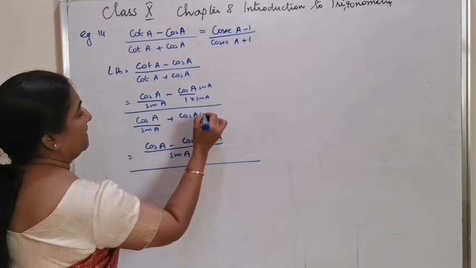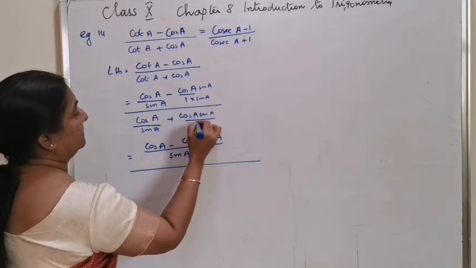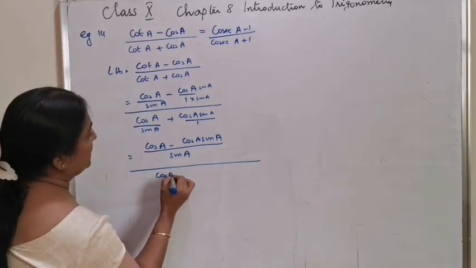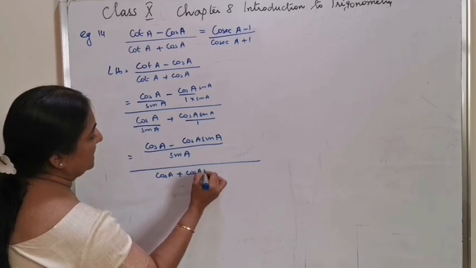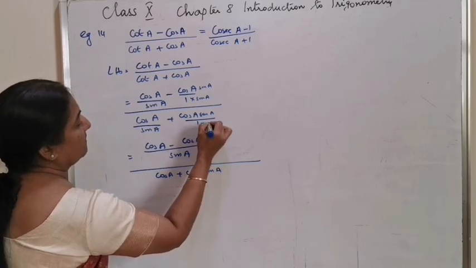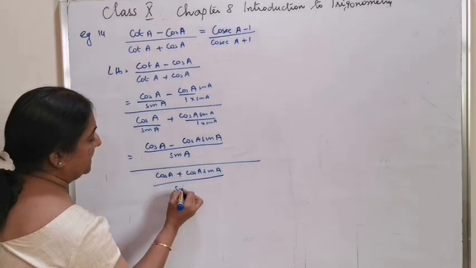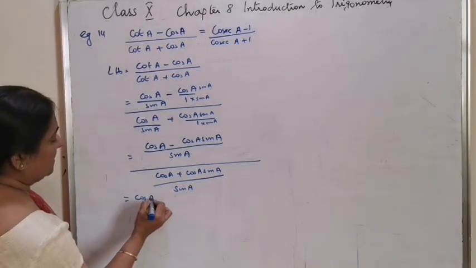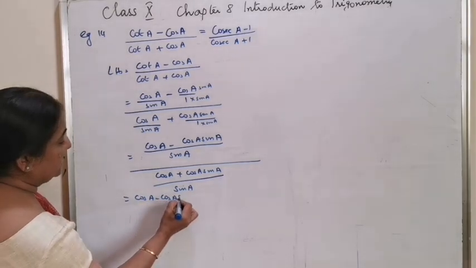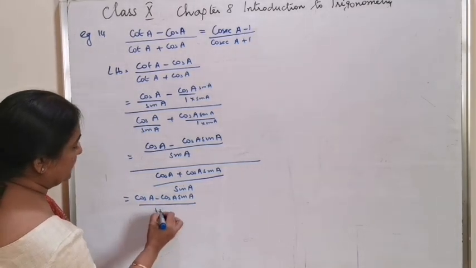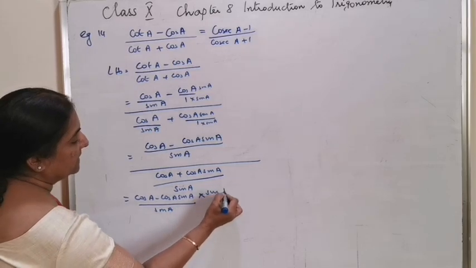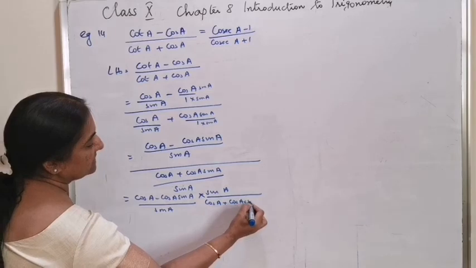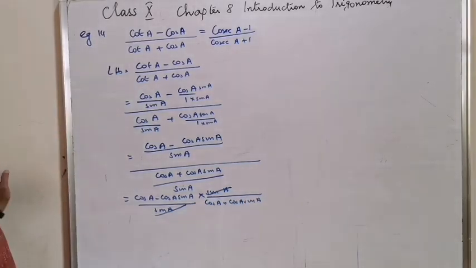Again, cos A sin A. It is cos A plus cos A sin A divided by sin A. Multiply by the reciprocal, which is cos A minus cos A sin A divided by sin A, multiplied by sin A by cos A plus cos A sin A. It shows that sin A gets cancelled.